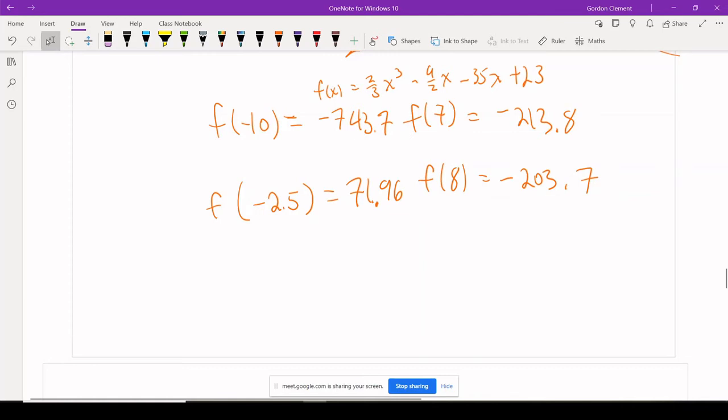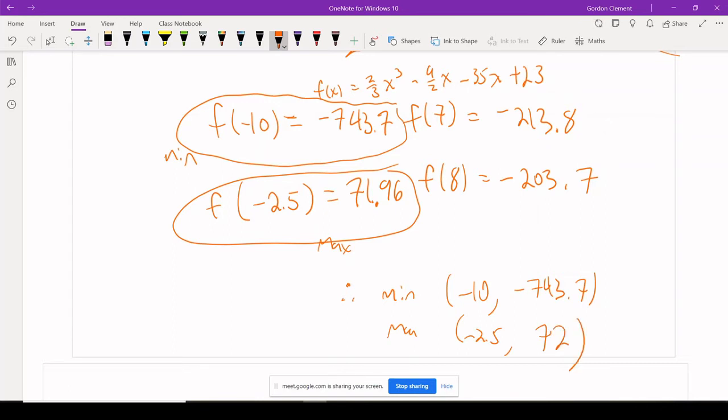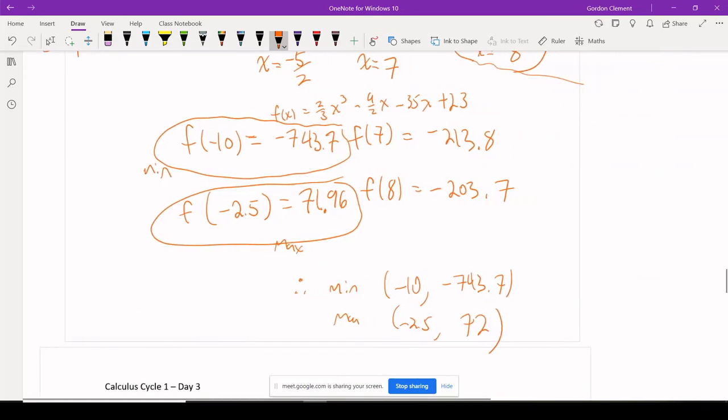So that's nice. So what do I do with this information now? How do I answer my problem? So that one's my min, this one's my max. So I can say, therefore, the minimum point is this, and the max point is, we'll go with that. Any questions about this first example?